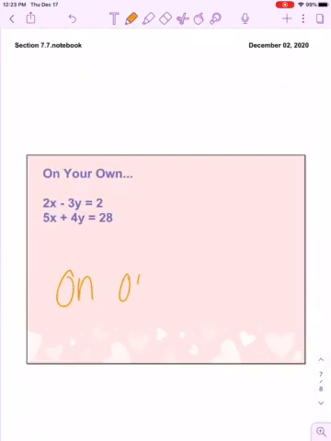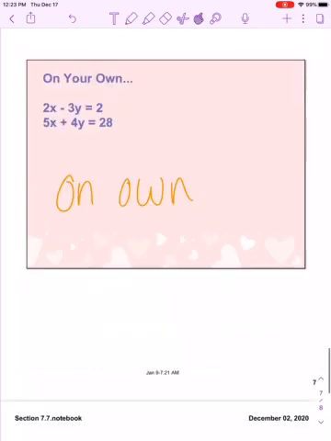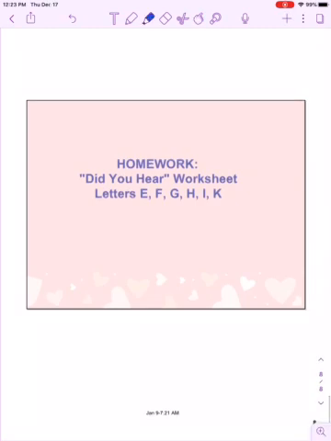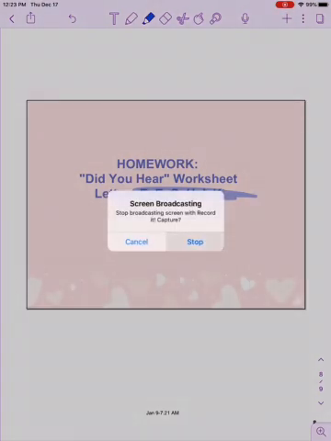And that is it. You can do this next one on your own. And then you're going to finish the Did You Hear worksheet. So the letters you didn't do yesterday, you're going to do today, which are going to be E, F, G, H, I, and K.